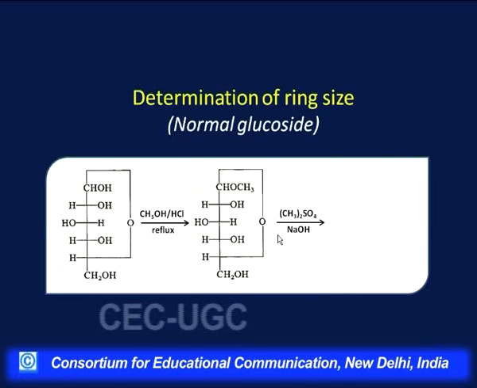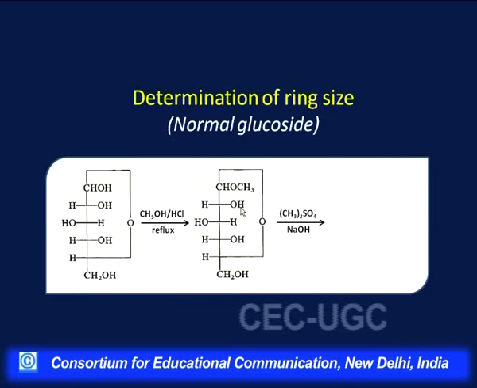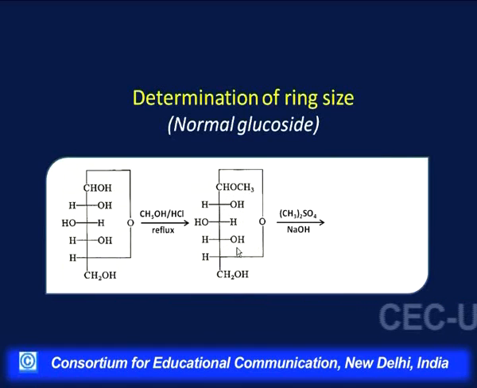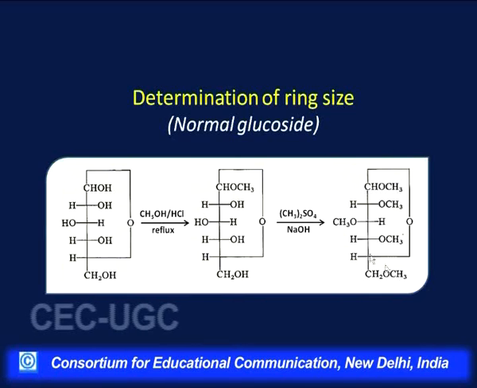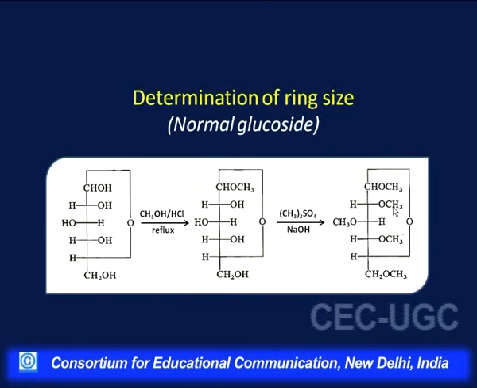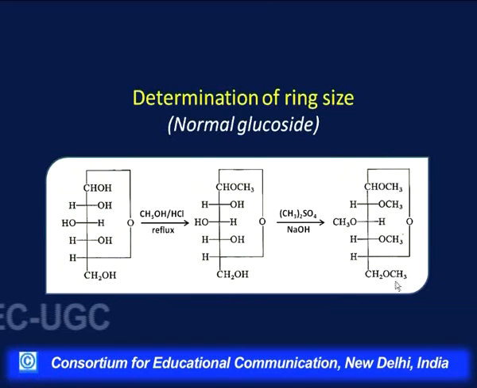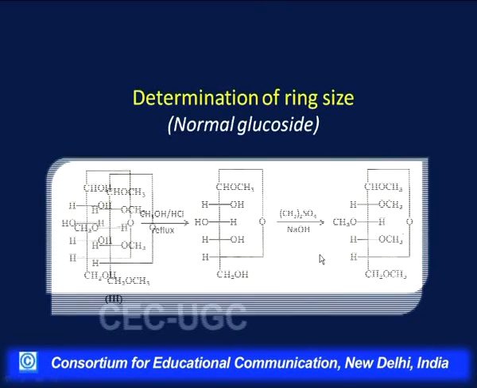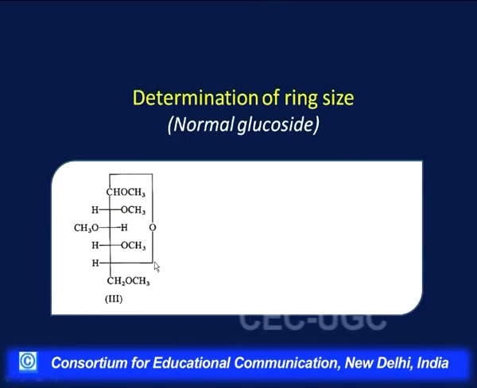Then it is treated with dimethyl sulfate. Now, there are 4 remaining hydroxyls, 1, 2, 3 and 4. So, they will get methylated and we will get this compound which we called methyl tetramethyl, with 1, 2, 3 and 4 hydroxyl groups methylated here. Then in the next step, this tetramethyl derivative is hydrolyzed with HCl.